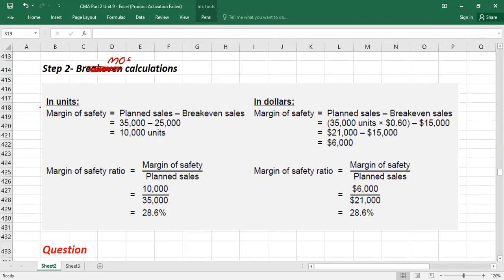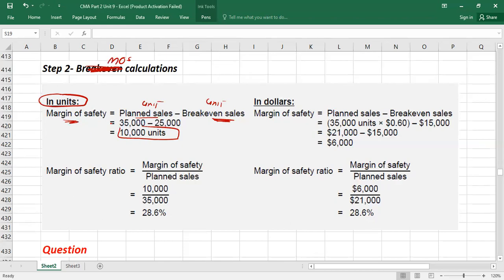First, we are calculating margin of safety in units. How will I take margin of safety in units? Margin of safety is equal to planned sales in units minus break-even sales in units. Planned sale is the budgeted sale, 35,000, given in the question. Break-even sales in units we calculated in the first step, 25,000. So 35 minus 25. So margin of safety is 10,000 units.